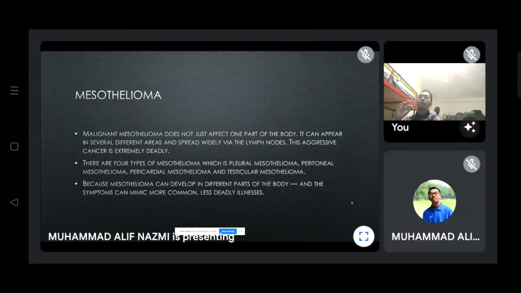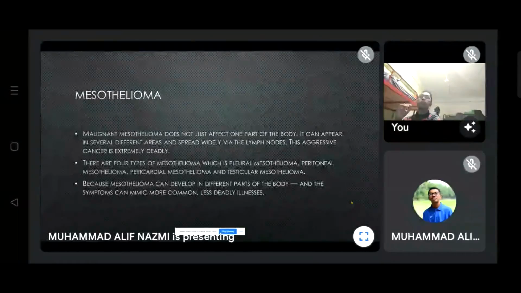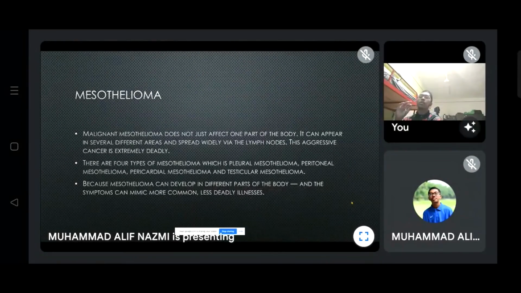Okay, after that, mesothelioma. Malignant mesothelioma does not just affect one part of the body. It can appear in several different areas and spread widely via the lymph nodes. This aggressive cancer is extremely deadly. There are 4 types of mesothelioma, which are pleural mesothelioma, peritoneal mesothelioma, pericardial mesothelioma, and testicular mesothelioma. Mesothelioma can develop in different parts of the body and the symptoms can mimic more common, less deadly illnesses.